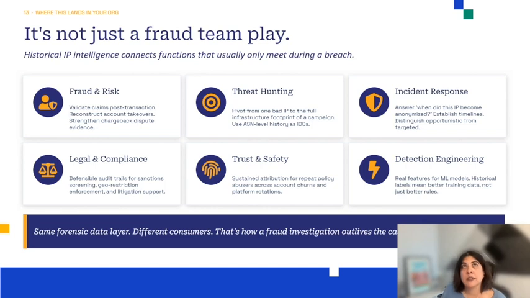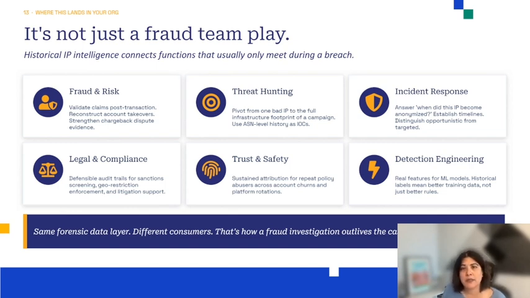And then really look at this as not just a fraud team play, right? This is cross-functional. So look at the 6 functions on the slide. Most of them only talk to each other maybe when something has gone wrong. Historical IP intelligence gives them a shared layer that they can each use independently before the breach and not after.